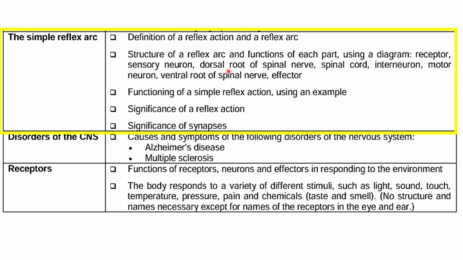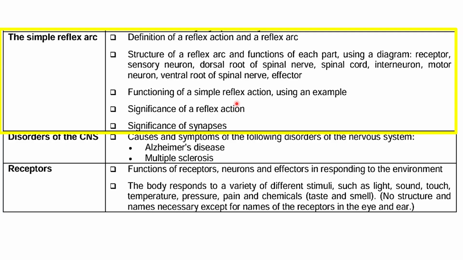Then we go to the dorsal root of the spinal nerve, then to the spinal cord itself, then to the interneuron. After the interneuron, we go to the motor neuron. Then we go to the ventral root of the spinal nerve, and lastly, the effector. Then you also have to know how a reflex action functions in a simple reflex action.